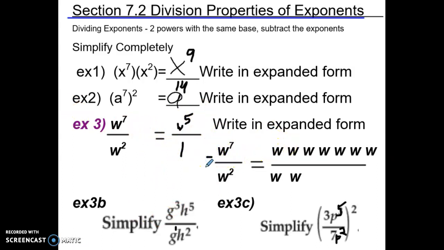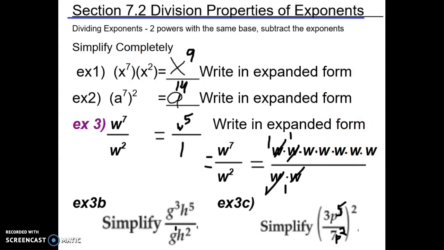What does that really mean? It means if we write it out in expanded form, we have w times w times w times w times w times w in the numerator, and w times w in the denominator. And by the rules of simplifying or reducing, you cancel these out and replace them with ones. So the final answer is what is left. And what is left is w times w times w times w times w, w to the 5th in the numerator.